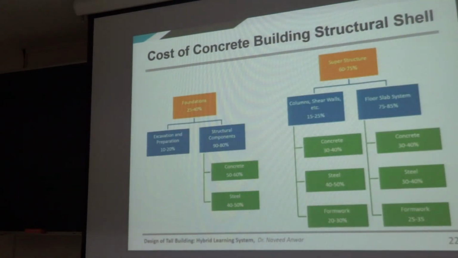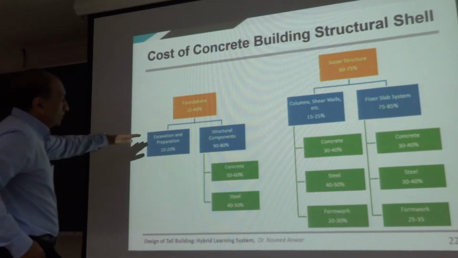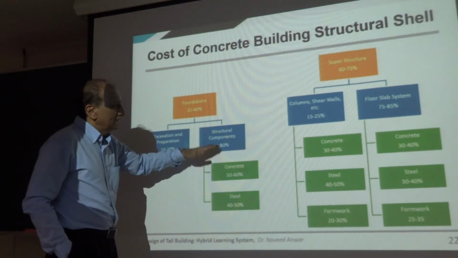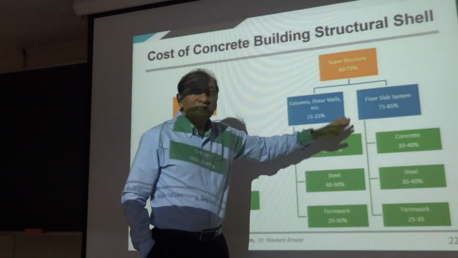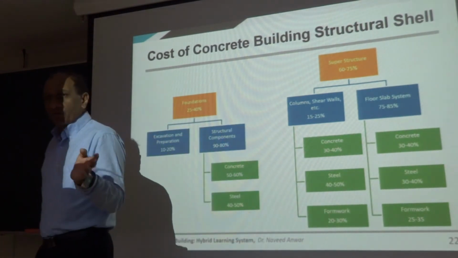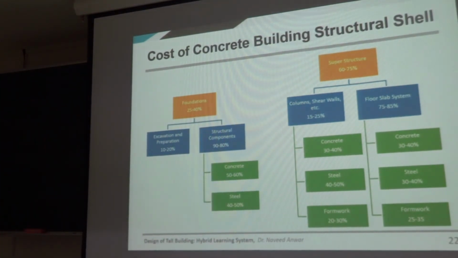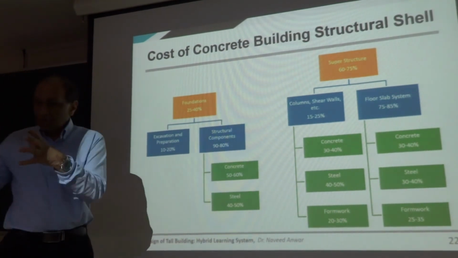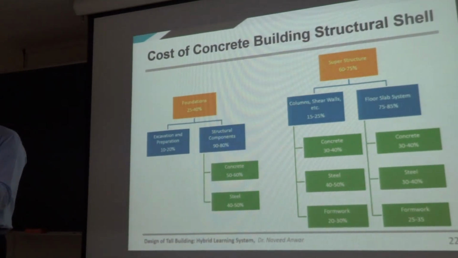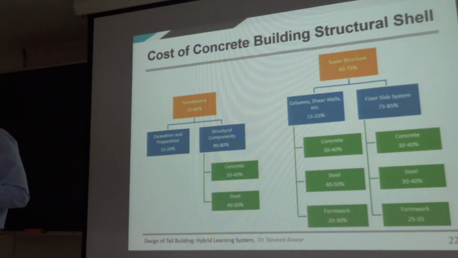So this is just to give you an idea within the building of how much percent goes to concrete, steel, and how much percent goes to this one. This will give you a very good idea of where the cost of the building is. You can see, interestingly, that if you make a concrete column or beam, steel, concrete and formwork nearly have equal cost.